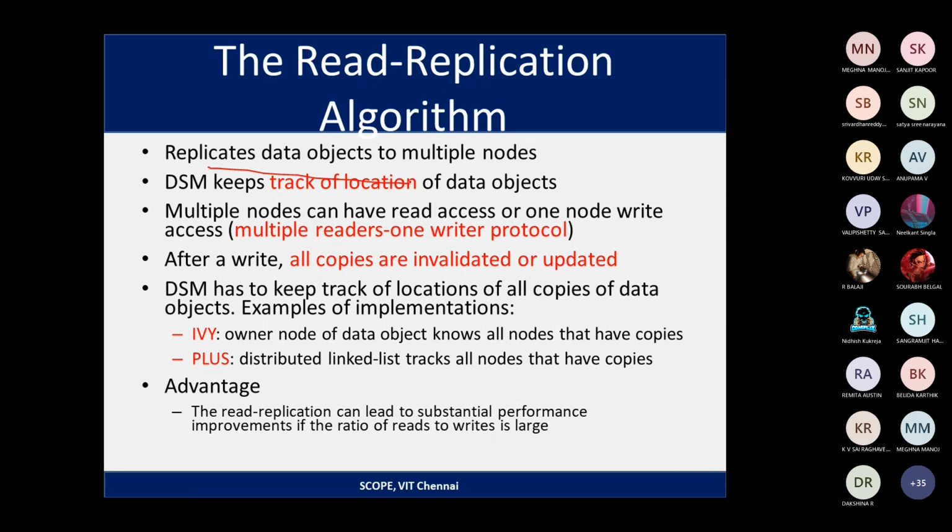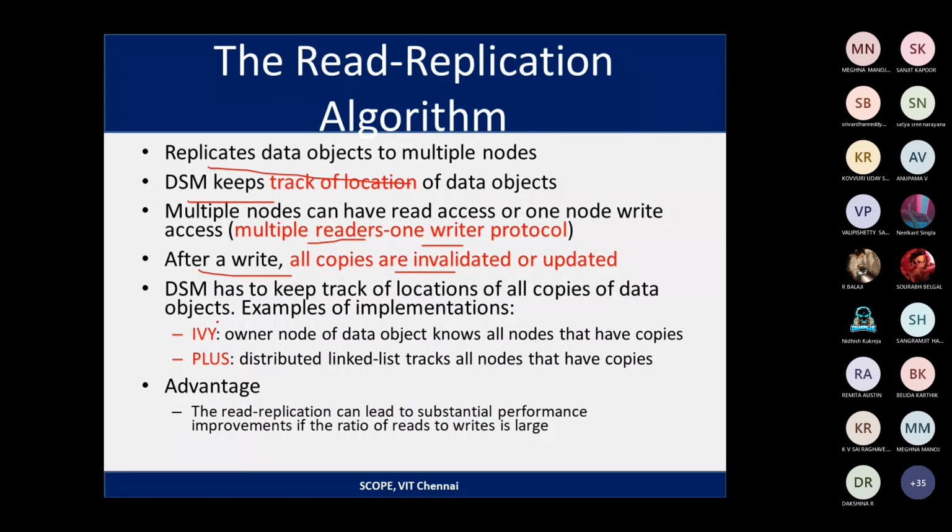It will replicate the data objects to multiple nodes. DSM will keep track of the locations of data objects, and it will have multiple readers and one writer. If we have multiple nodes, one can be the writer and the others can be readers. After a write is performed, all copies will be invalidated or updated.